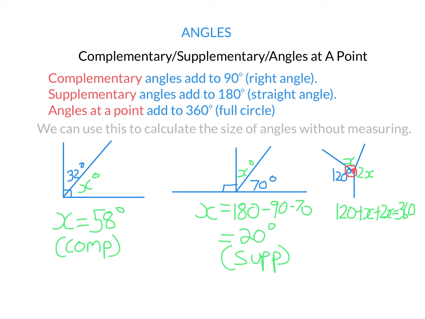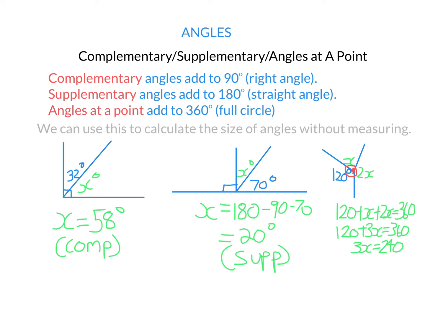So this is an equation that we can solve. Note that x plus 2x is 3x. If you have an x and you add 2x, you now have 3x's. So we have 120 plus 3x gives us 360. So now what we're going to do is undo what's been done to x. We're going to subtract 120 from both sides, and then we're going to divide by 3.